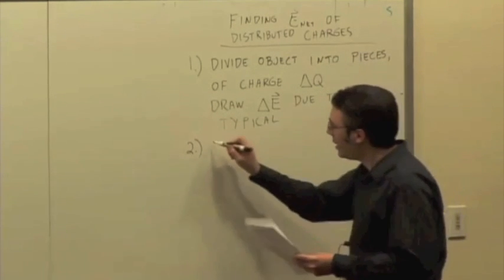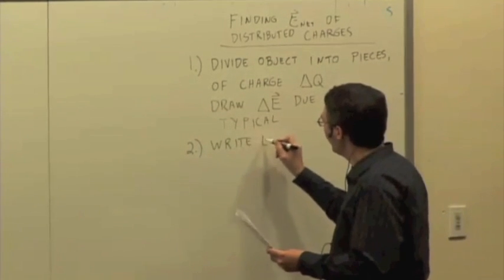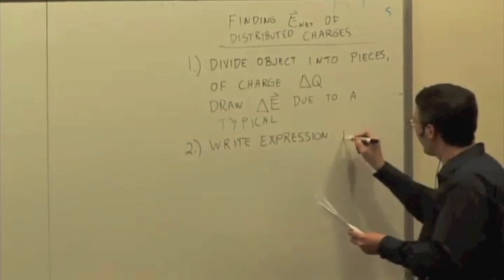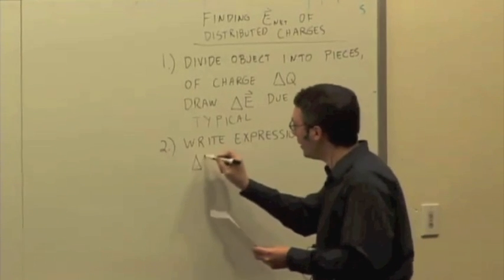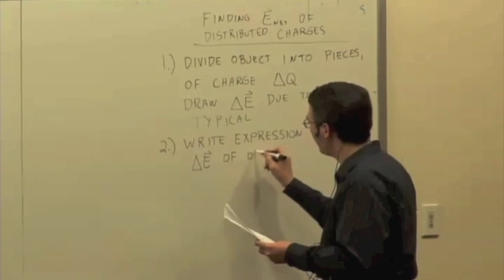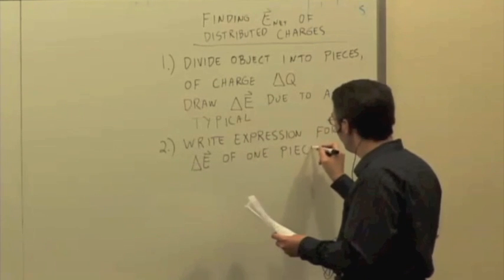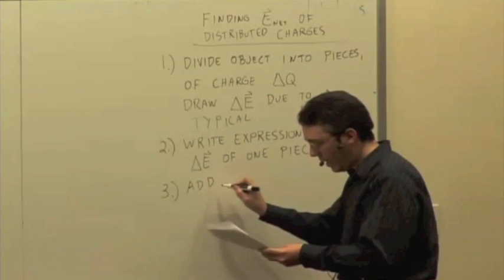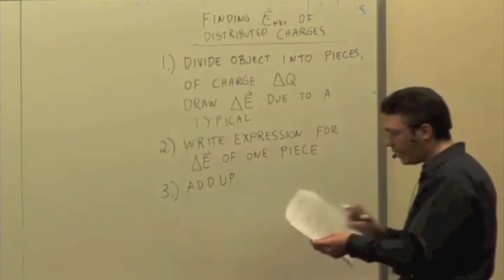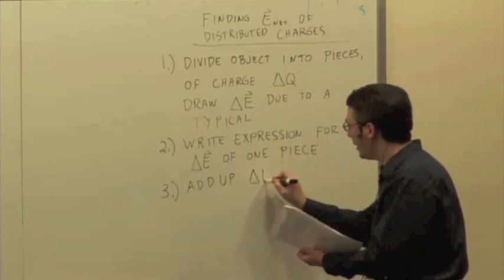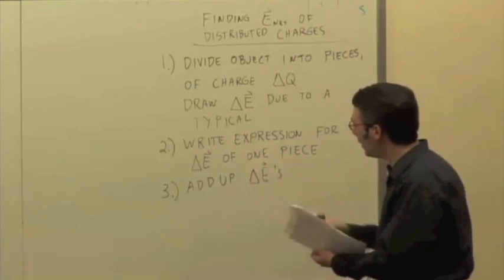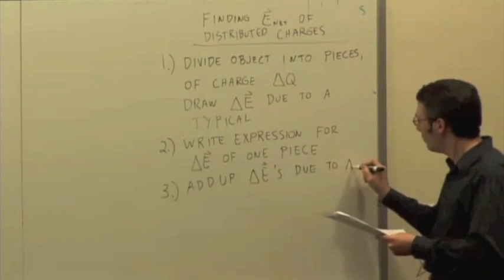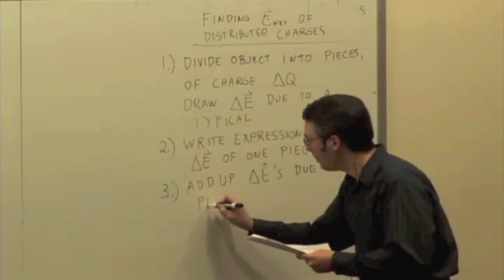Second step is write an expression for the electric field of one piece. Third is add up the delta E's, the electric field contributions due to all the pieces.